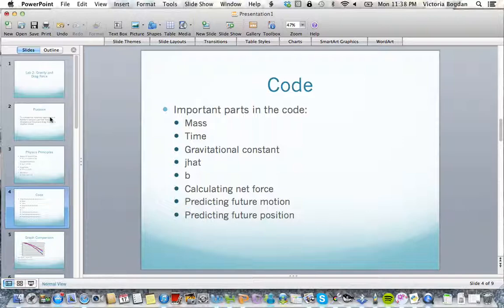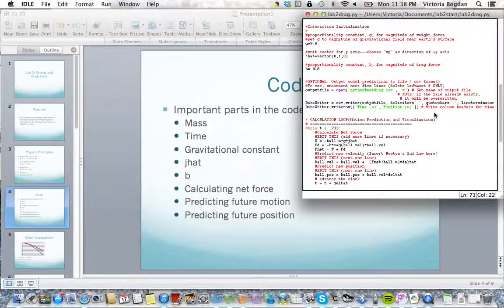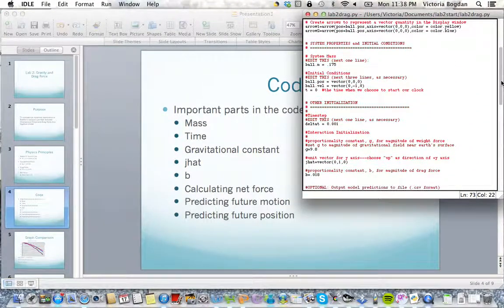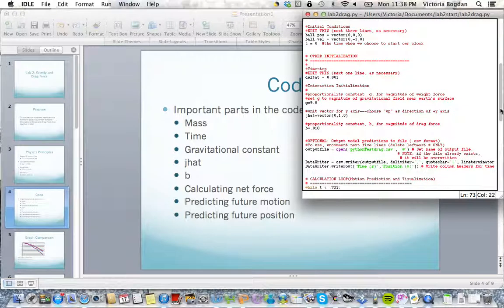The main changes in the code are my mass, time, obviously the same gravitational constant, j hat, b, calculating the net force, predicting future motion, and predicting future position, as I will show here. The mass of my frisbee in this is 0.175 kilograms, and the gravitational constant is 9.8. My j hat vector is 0, 1, 0.